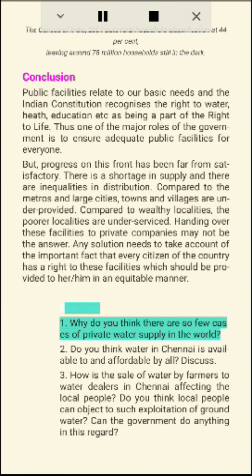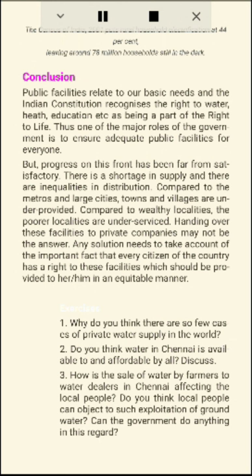Exercises. 1. Why do you think there are so few cases of private water supply in the world? 2. Do you think water in Chennai is available to and affordable by all? Discuss. 3. How is the sale of water by farmers to water dealers in Chennai affecting the local people? Do you think local people can object to such exploitation of groundwater? Can the government do anything in this regard?